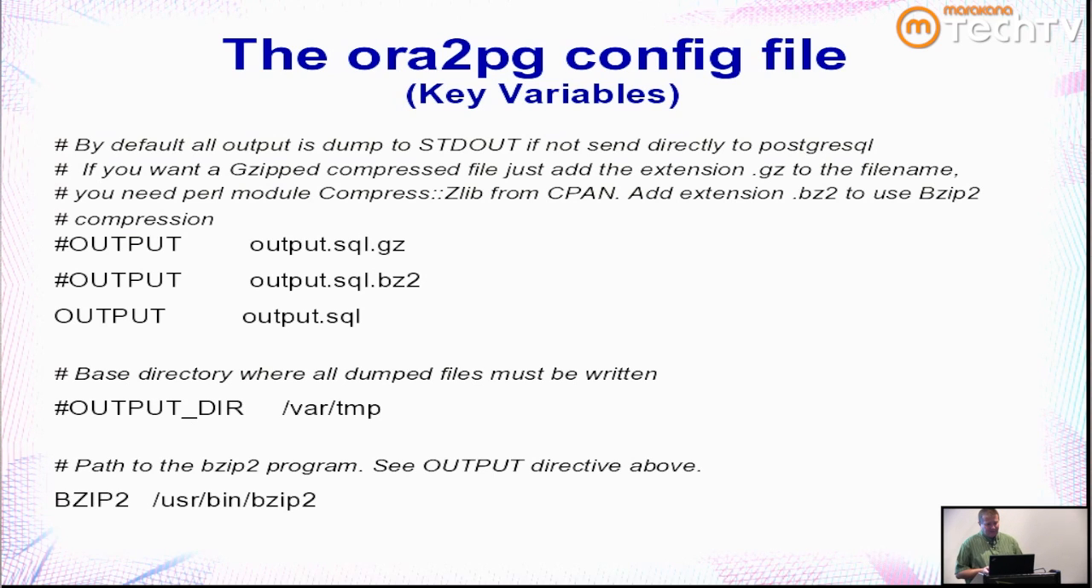If you decide to specify bzip2, then you also need to specify the path to where bzip2 lives and the bzip parameter. Likewise, the output directory by default is going to be your local directory, wherever you run it from. However, if you uncomment the output dir and set it to some directory, that's where all your output files will go.